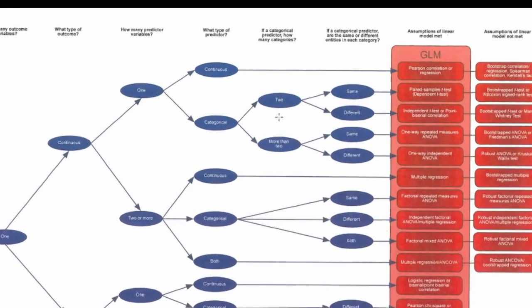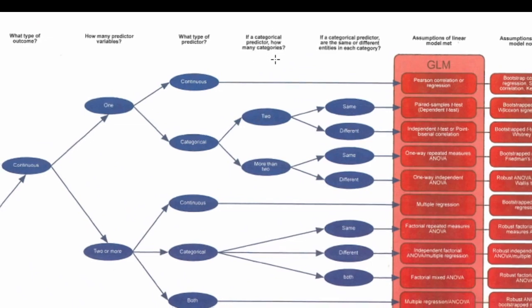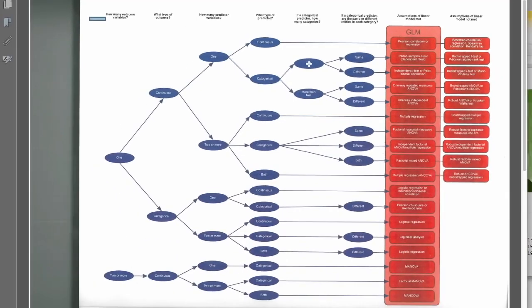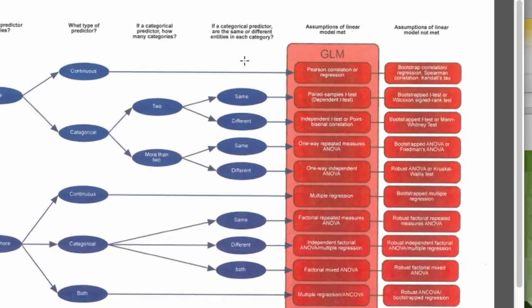If you have a categorical independent variable, how many categories does this variable have? Does this variable have two groups or conditions that are being compared, or are there more than two? And if you have a categorical independent variable, does the research have a between subjects or within subjects or mixed research design? That's what's being asked here. Namely, does each condition contain the same test subjects or different test subjects?